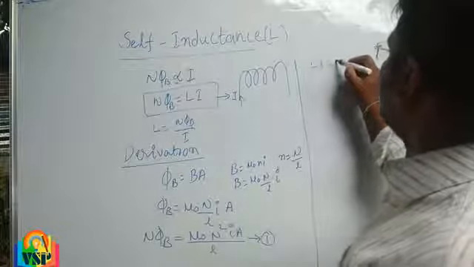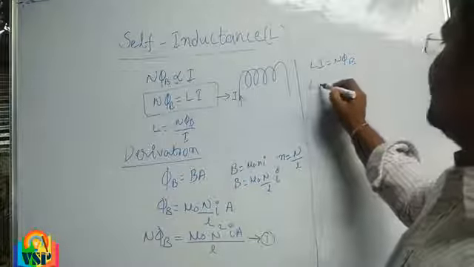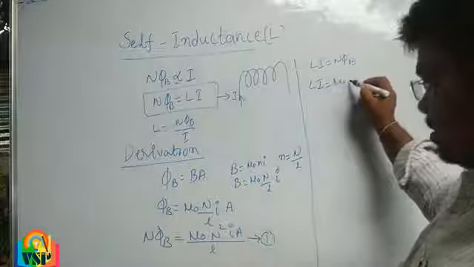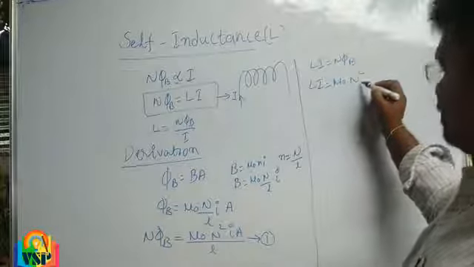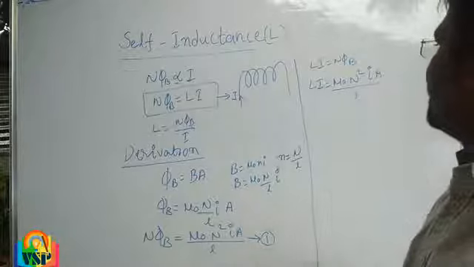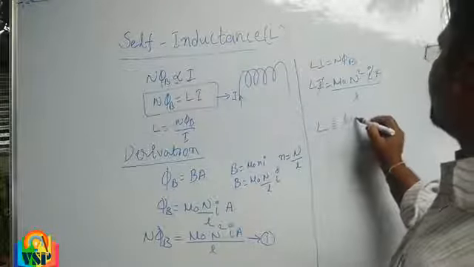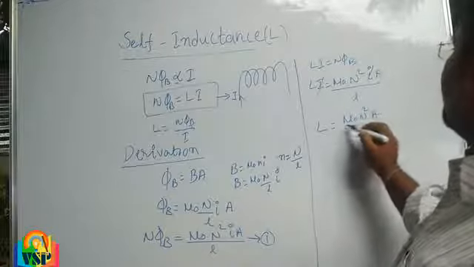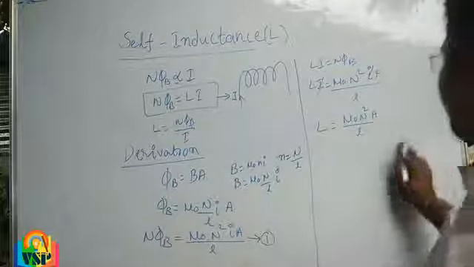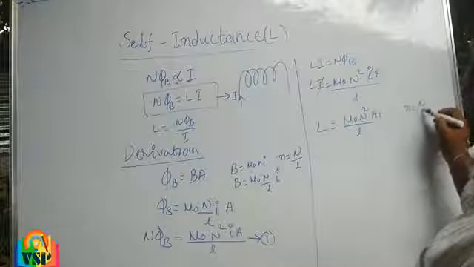According to this formula, L I is equal to N phi B, which is mu naught N square I A divided by l. I gets cancelled. L is equal to mu naught N square A divided by l. We can write this in the form of small n, where small n is equal to capital N by l.